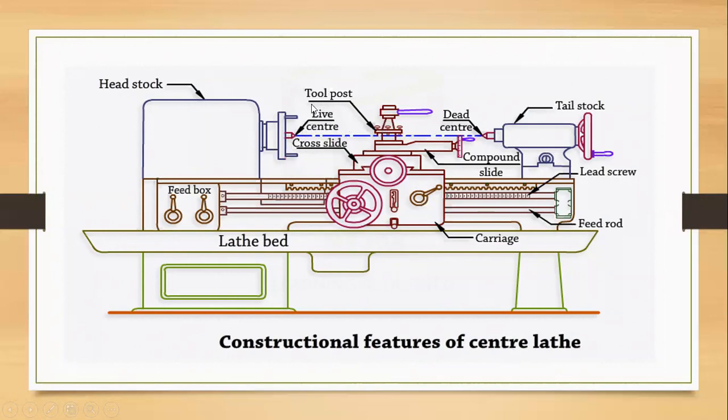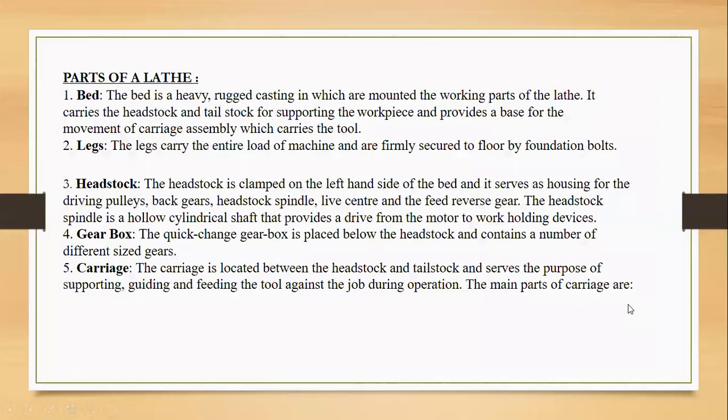Next, this is the left hand side. You have the headstock, that is a rotating part. This is the live center, and this is the tailstock with the dead center. And this is the carriage having the cross slide, tool post, and compound slide. Then this is the apron, and this is the bed and leg. Here I explained the parts of the lathe.